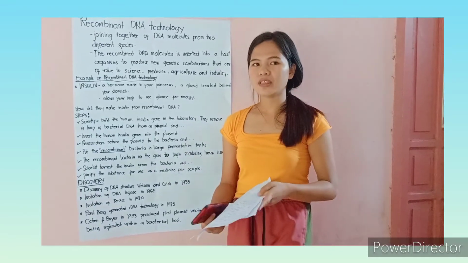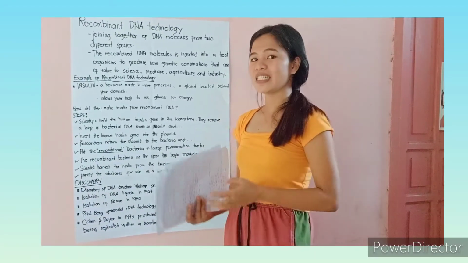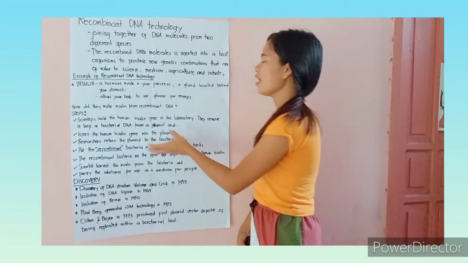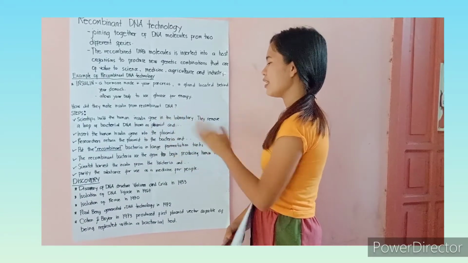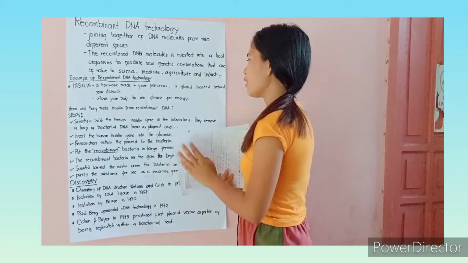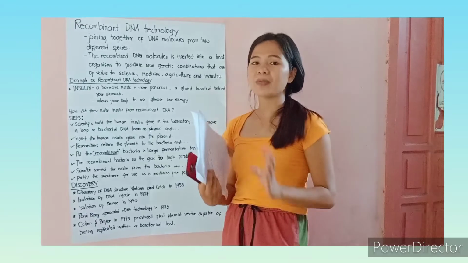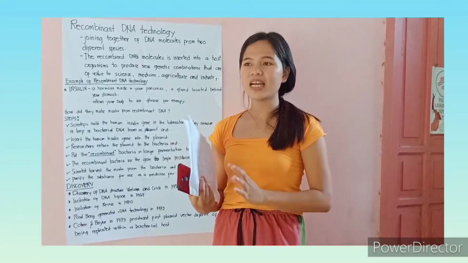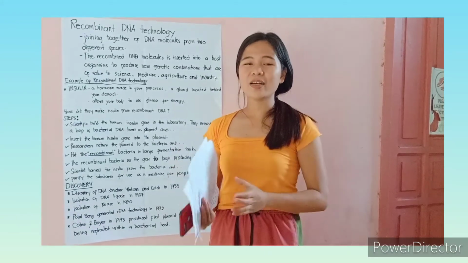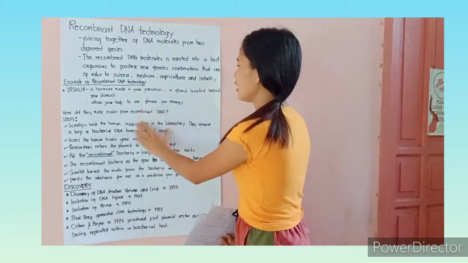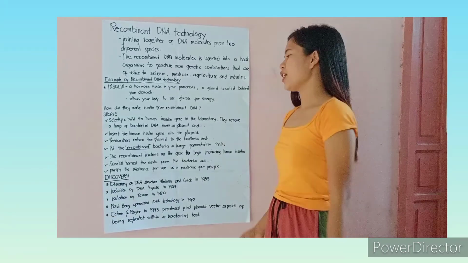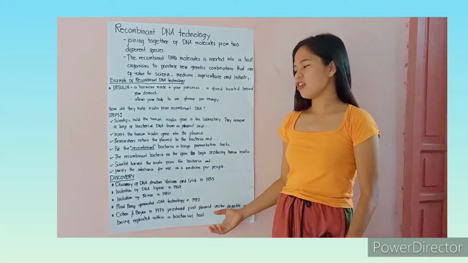For example, the paracetamol medicine, or we have a lot of medicines. Those medicines are made by the scientists or the doctors from recombinant DNA. So that is the product that they will produce when they are experimenting with recombinant DNA. So let's move on to the discovery of recombinant DNA technology.